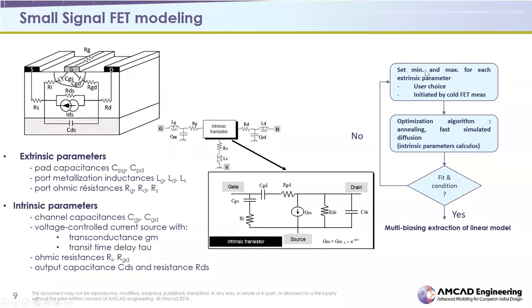So the idea here is we want to set the boundaries of the extrinsic parameters. How do we choose these extrinsic parameters? In the beginning, we use what we call the cold FET measurements. The cold FET measurements actually put the device in such a condition that we can eliminate components. In one case, we eliminate the inductance, and in the other case, we eliminate the capacitance. And with that, from the S parameters we are able to get the initial points of LG, RG, CPG, RD, LD, and CPD, and of course RS and LS as well.